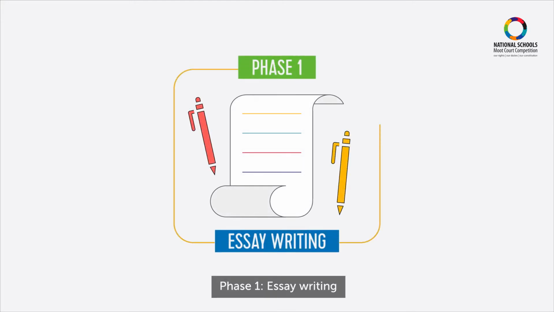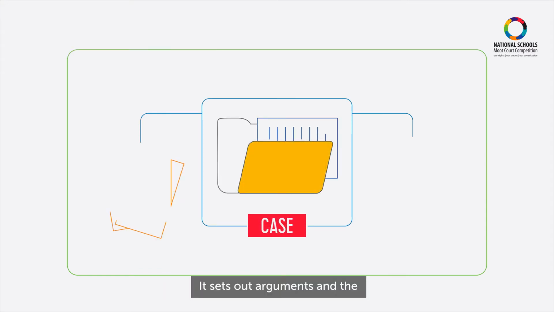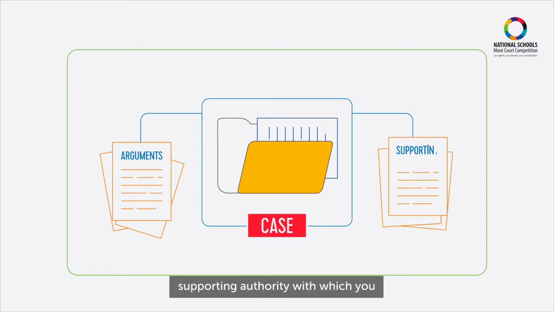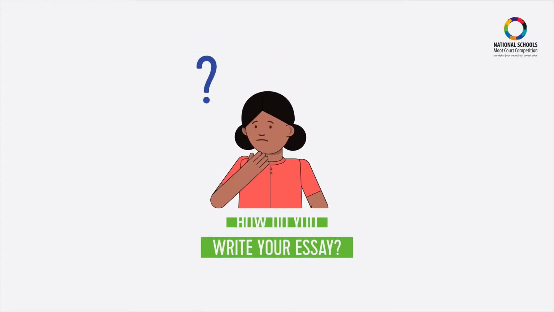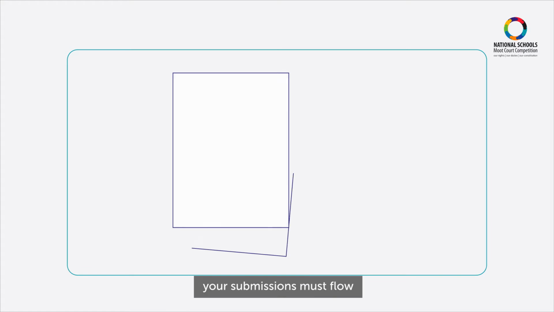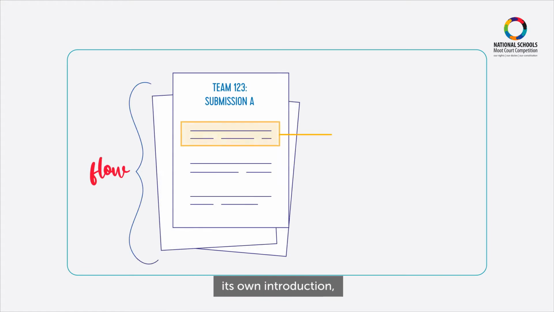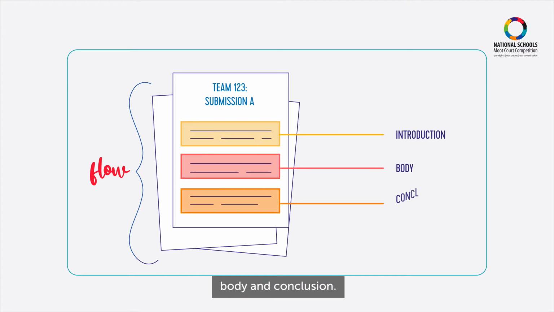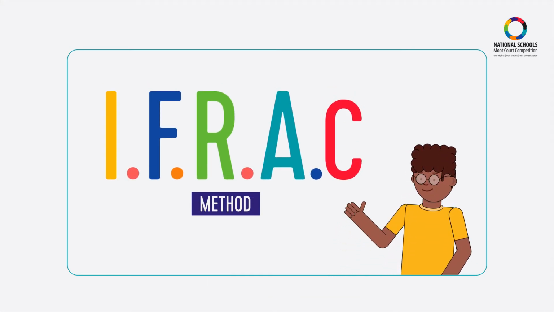Phase 1, Essay Writing. The written submission is intended to provide an outline of your client's case. It sets out arguments and the supporting authority with which you aim to persuade the judge. How do you write your essay? When writing your arguments, your submissions must flow and have a logical structure. Each submission must have its own introduction, body, and conclusion. The best way to construct a persuasive submission is to use the IFREC method.